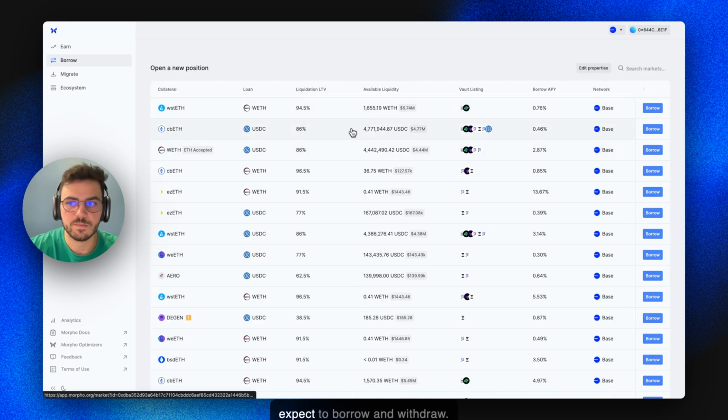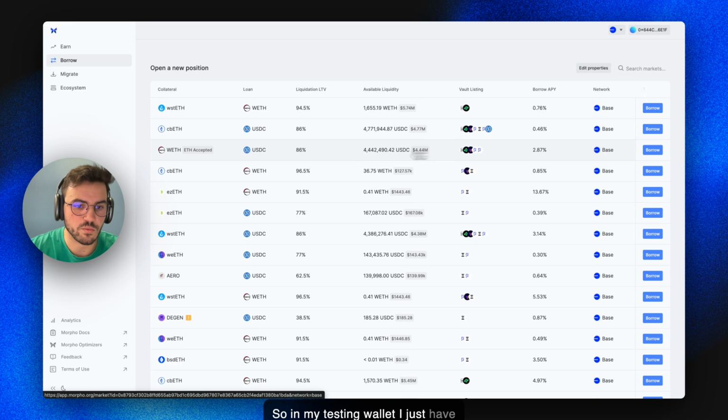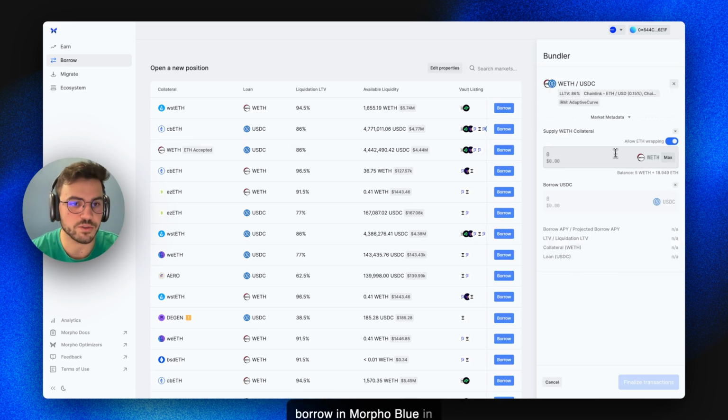Perfect. Let's assume we expect to borrow against wstETH. So in my testing wallet, I just have the wstETH. So how can we borrow in Morpho Blue in general? First, one has to provide some collateral. So let's say I want to provide 10 wstETH.